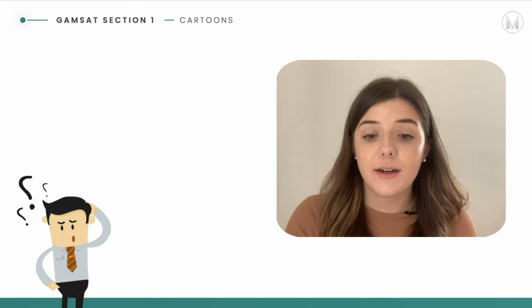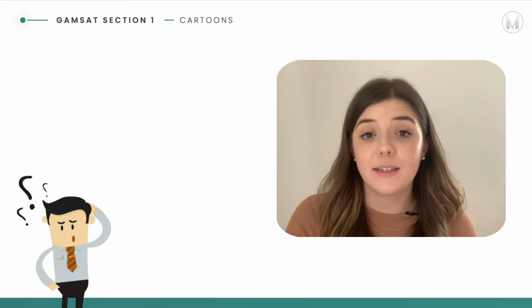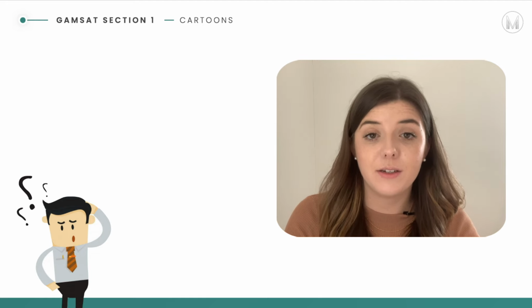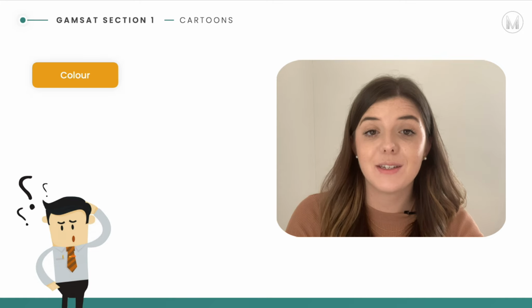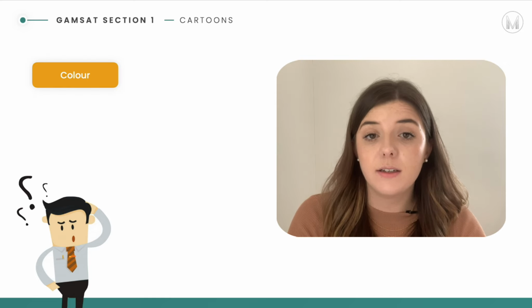Cartoons require you to understand a combination of verbal and pictorial information that's conveyed by a cartoon. There are various things that you're going to need to look out for when presented with a cartoon, and we'll go through some of these. Firstly, the color. Think about what colors are used, if there's any repetition, and what these colors might mean. For example, there might be a theme of greens and browns, and this might suggest earth.